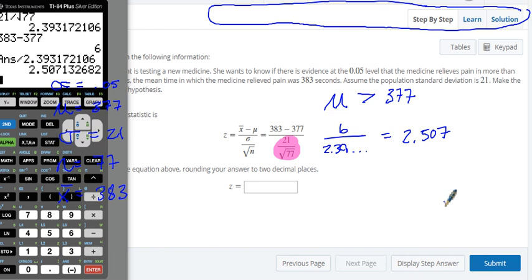2.507. But it says round your answer to 2 decimal places because z-scores are 2 decimal places, and I get 2.51. So that's going to be my z-score that I'm going to test. So what does that mean that that's my z-score that I'm going to test?